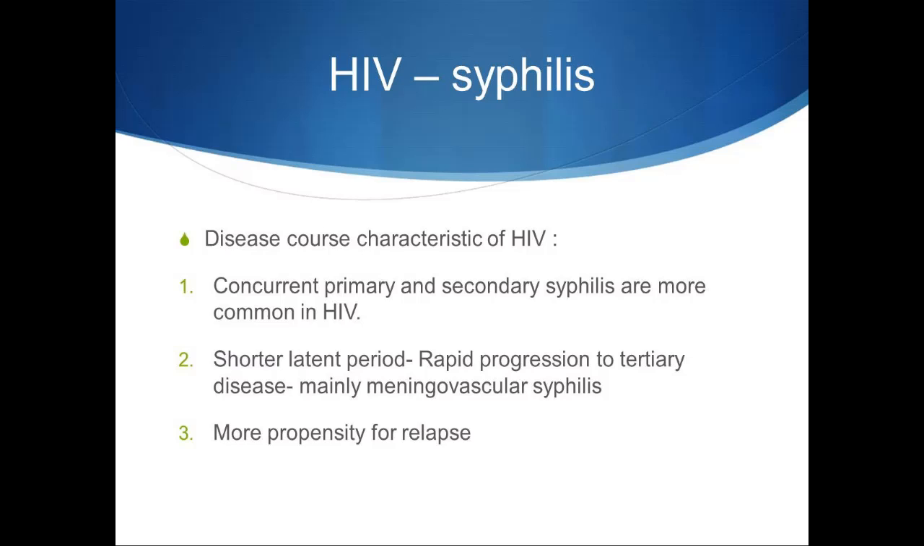In HIV patients, what else than lues maligna may you encounter? The chancre usually lasts longer. So you will see a concurrent primary and secondary syphilis, which is much more common in HIV. Also the latent period is shorter, so you will have a rapid progression to tertiary disease, and you will have early tertiary disease, mainly meningovascular syphilis. And third, there is more propensity for relapse.